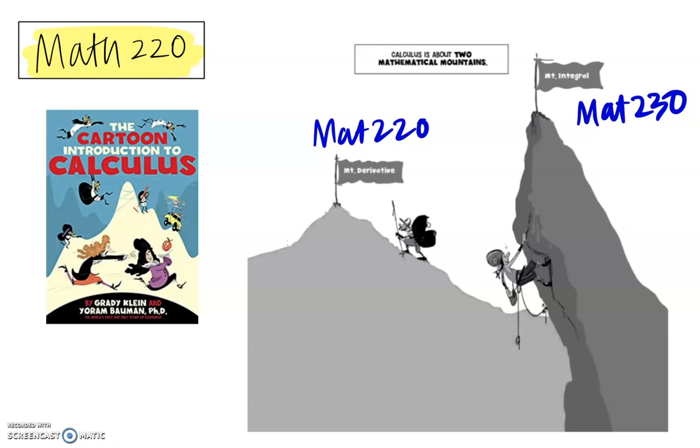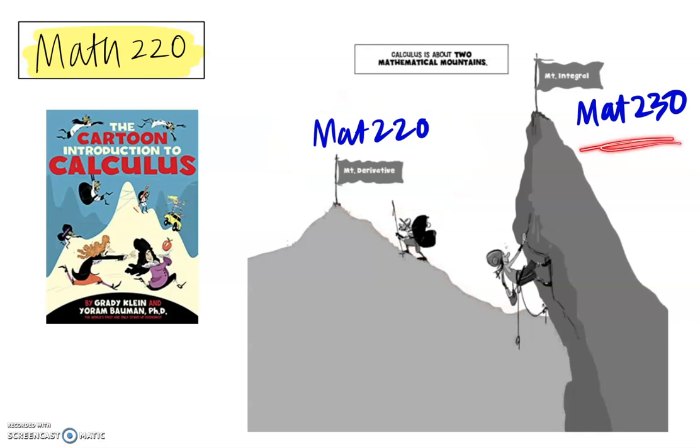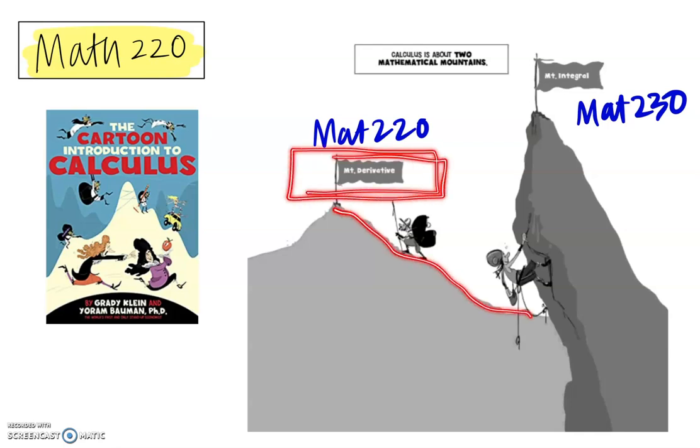So guys, look, this is awesome because Mount Derivative, I mean, look at this. You can see that it's a mountain, but it's not as crazy as Math 230. Look at this mountain. This is not what we have to do this semester. All we have to do this semester is this. And so this is going to be our goal here, Mount Derivative in Math 220. And then next semester you'll be awesome at Math 230. You'll be this super duper awesome rock climber. But this is our goal this semester, Mount Derivative.